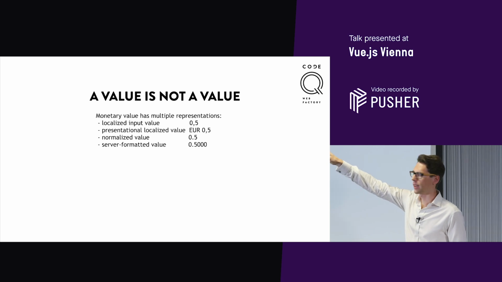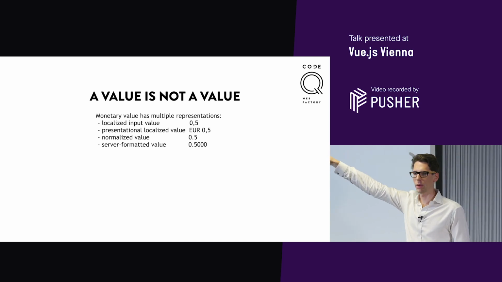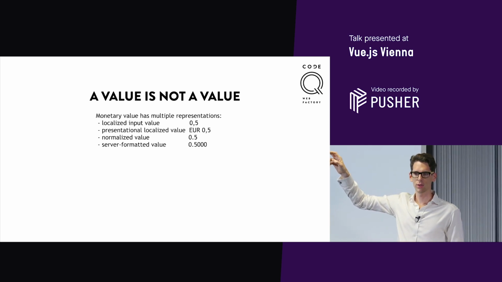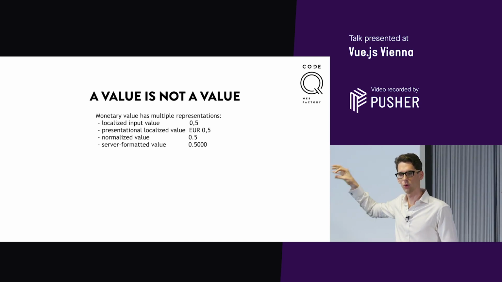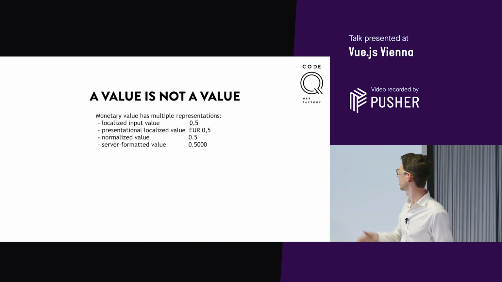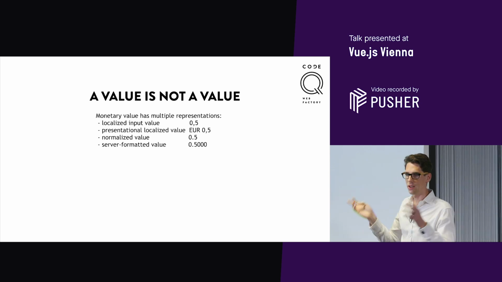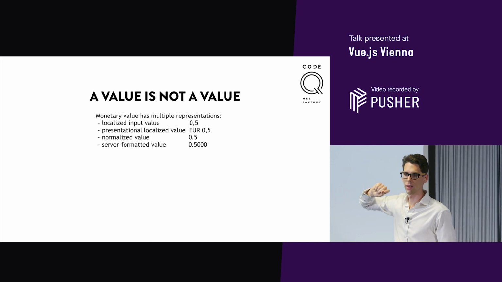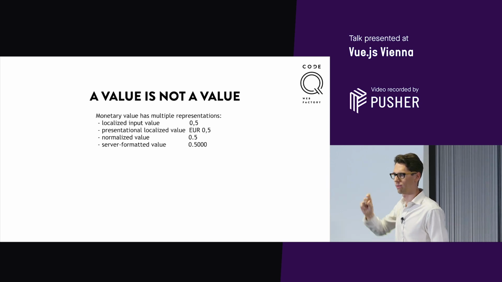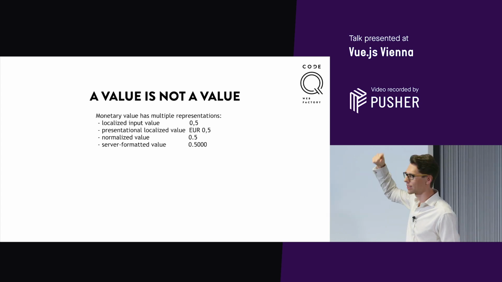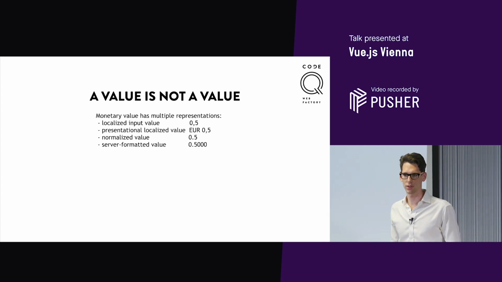In the representation where I want to show it, I would maybe add the euro sign before. In my normalized value, so the thing I'm saving in my Vuex store, I might want to have it as a real number, 0.5, so a different type. And maybe the server formats all those as a string with a precision afterwards. So actually you have the same kind of value in different representations.